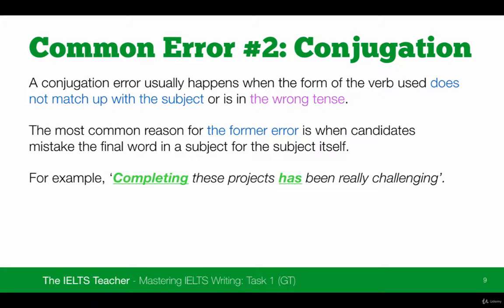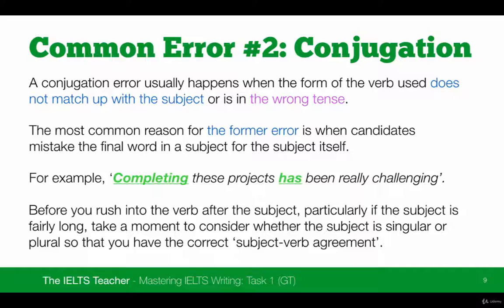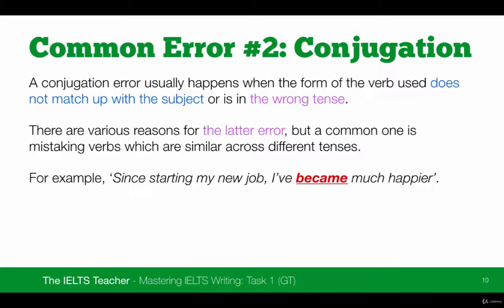So particularly when you start sentences with gerunds, be careful to make sure that you are using the right verb conjugation, but there are other times where the subject is mistaken as well. So do take a moment to think about whether your subject is plural or singular and make sure it is not just based on the last word. So just one more time to repeat that, before you rush into the verb after the subject, particularly if the subject is fairly long, take a moment to consider whether the subject is singular or plural so that you have the correct, what is called, subject-verb agreement.